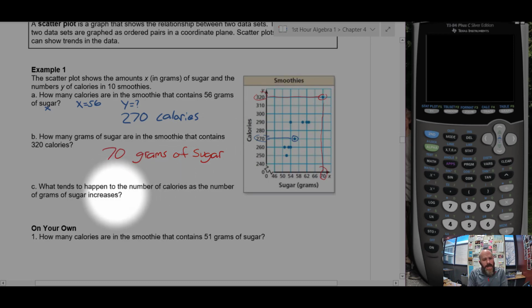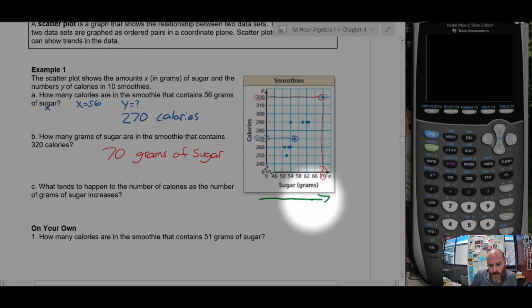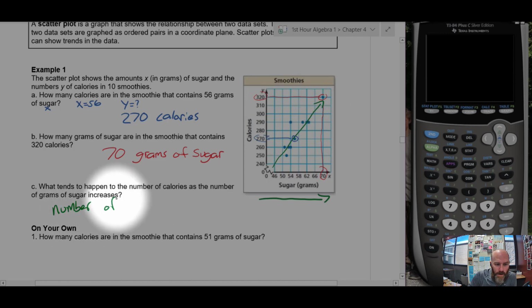What tends to happen to the number of calories as the number of grams of sugar increase? So that means as we are going this way, as the number of grams increase, look at the data. Do you see that as I'm going to the right, my data is going up? That means the number of calories also increases.